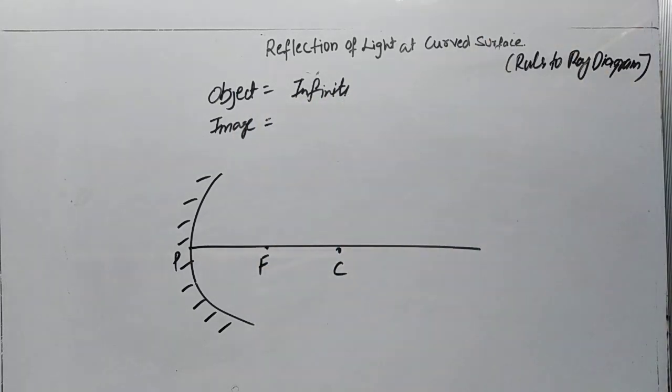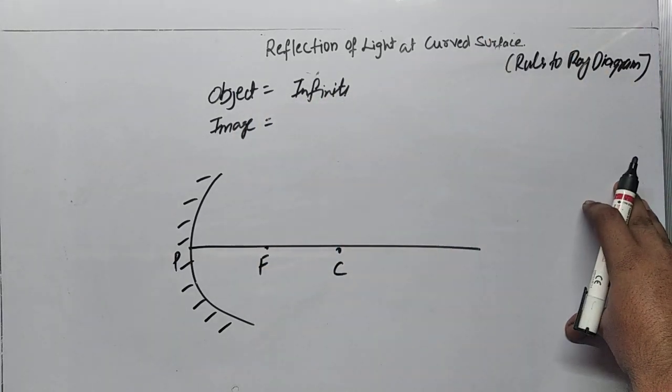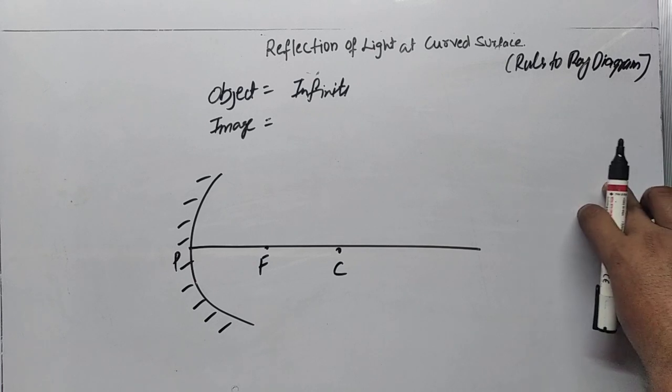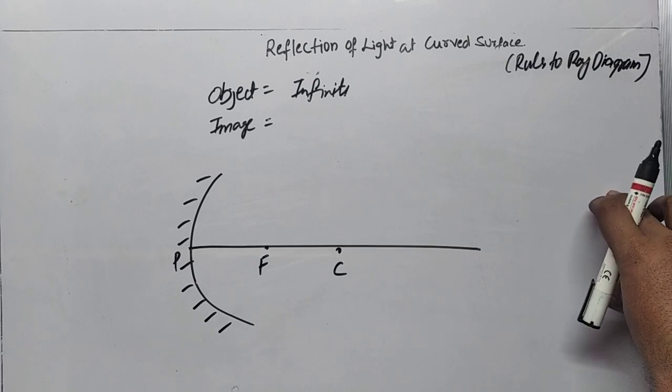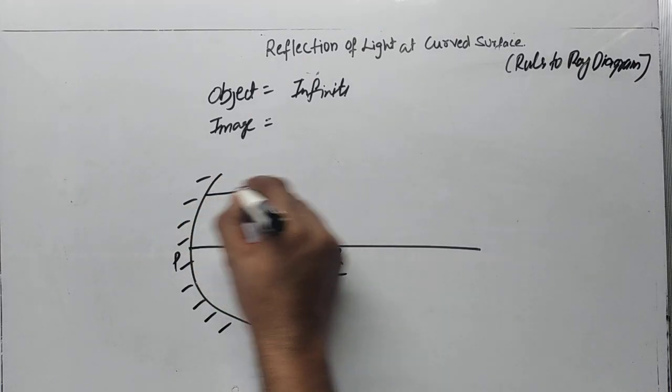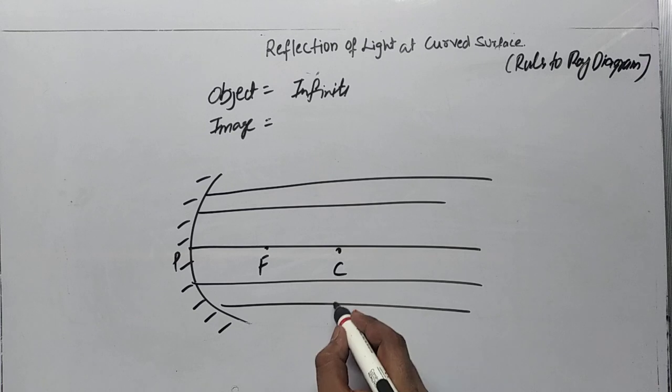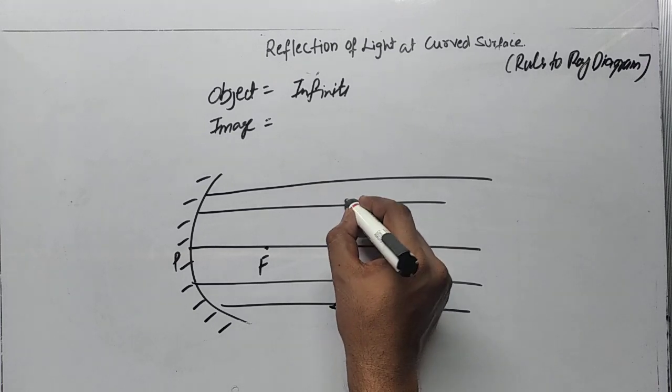Whenever the object is at infinity, we don't know the size or shape of that object. Okay, so we have to consider rays which are parallel to the principal axis. So we will be considering some incident rays which are parallel to the principal axis.